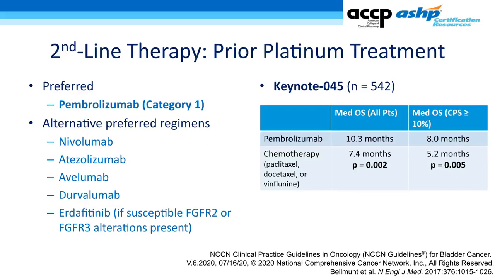Now, because we are talking about metastatic disease, these patients do progress. So our second-line therapy, if you received a prior platinum-based treatment, whether that be cisplatin or carboplatin, then pembrolizumab is the preferred treatment. A Category 1 recommendation based on Keynote 45, which showed an improved overall survival with pembrolizumab compared to chemotherapy. Either it was investigator choice, paclitaxel, docetaxel, or vinflunine. There are some alternative regimens that are listed there, and we'll talk about some of those agents in more detail on the coming slides.